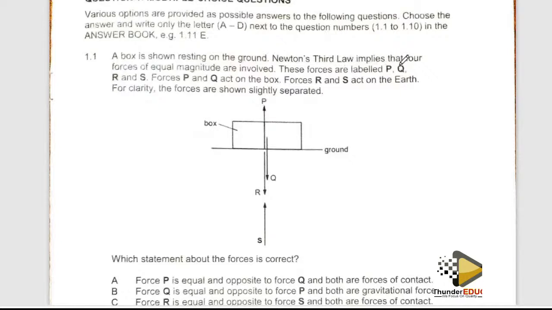Newton's third law implies that 4 forces of equal magnitude are involved. These forces are labeled P, Q, R, and S. They are telling us that forces P and Q are acting on the box. Forces R and S act on the earth. And then for clarity, the forces are shown slightly separated. We can see that.